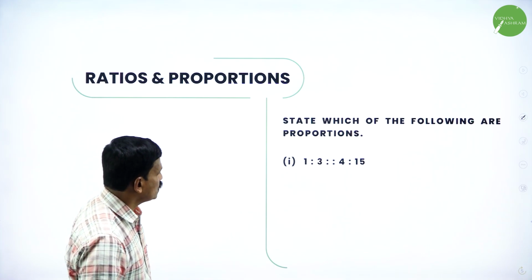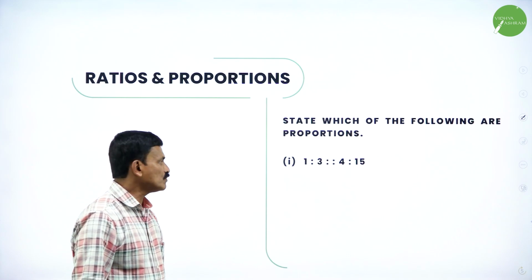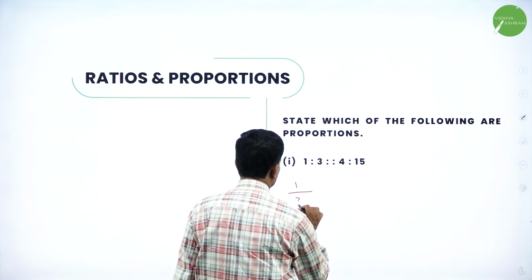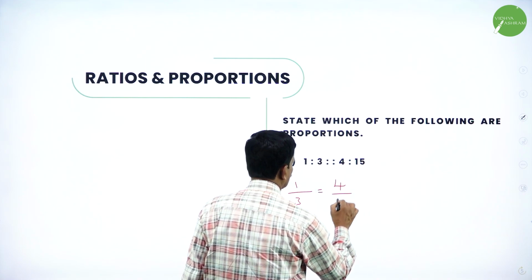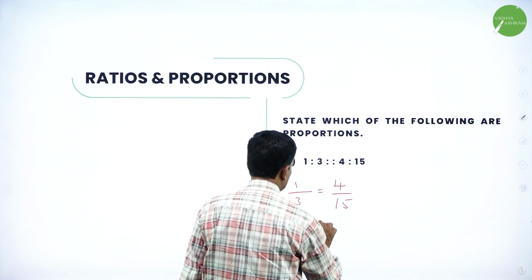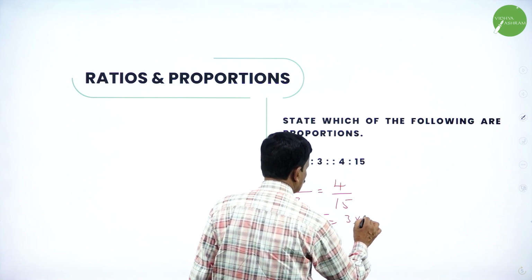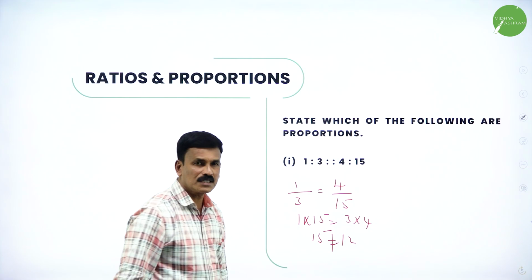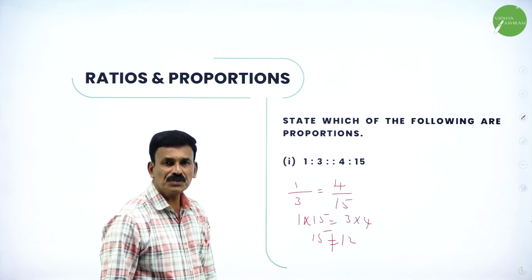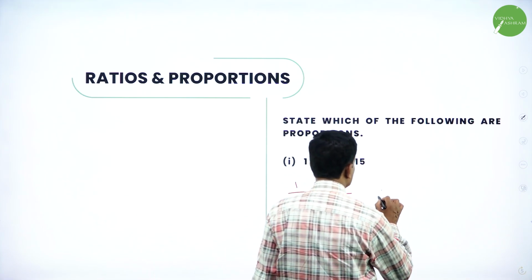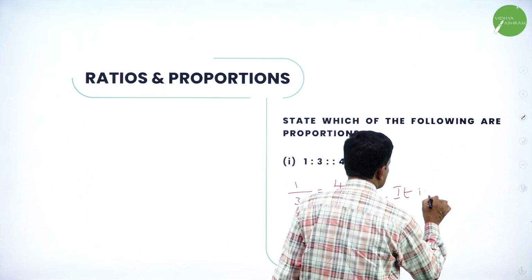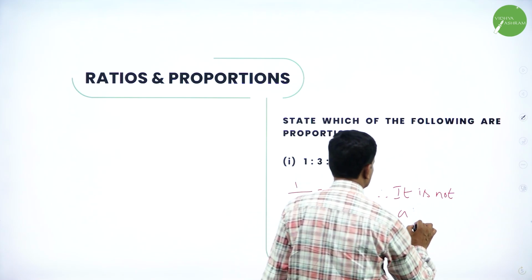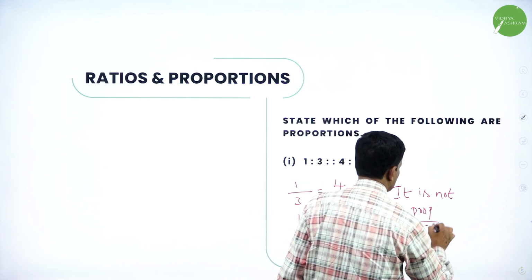Similarly, move on to the next problem. State which of the following are proportion. What is given? 1 is to 3 is to 4 is to 15. So 1 by 3 is equal to 4 by 15. So 1 into 15 is equal to 3 into 4. 15 is equal to 12. They are not equal. Therefore, it is not a proportion.